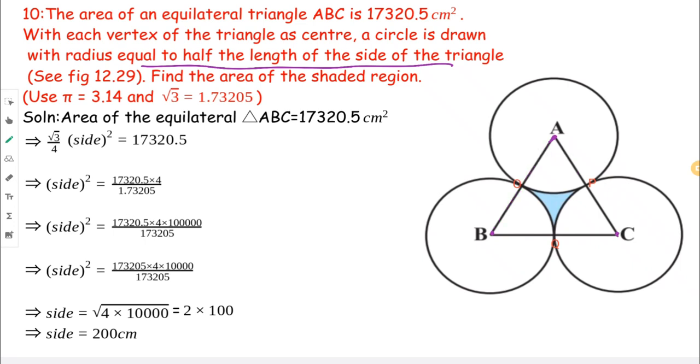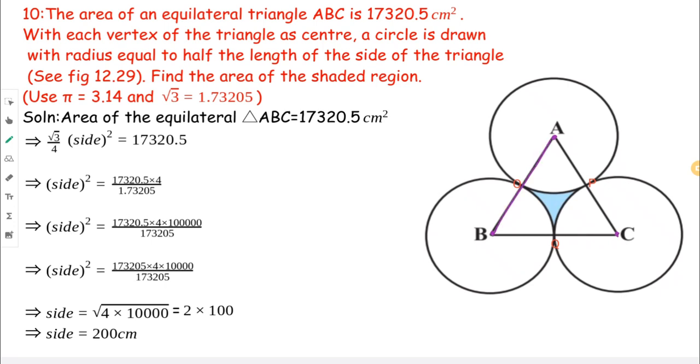So how do you find this small blue region here? Area of the equilateral triangle minus area of these 3 sectors. When I subtract that, I will get the area of the shaded region. All right, so one thing you'll notice here is they have not given us the side of the equilateral triangle. I don't know the length, right?